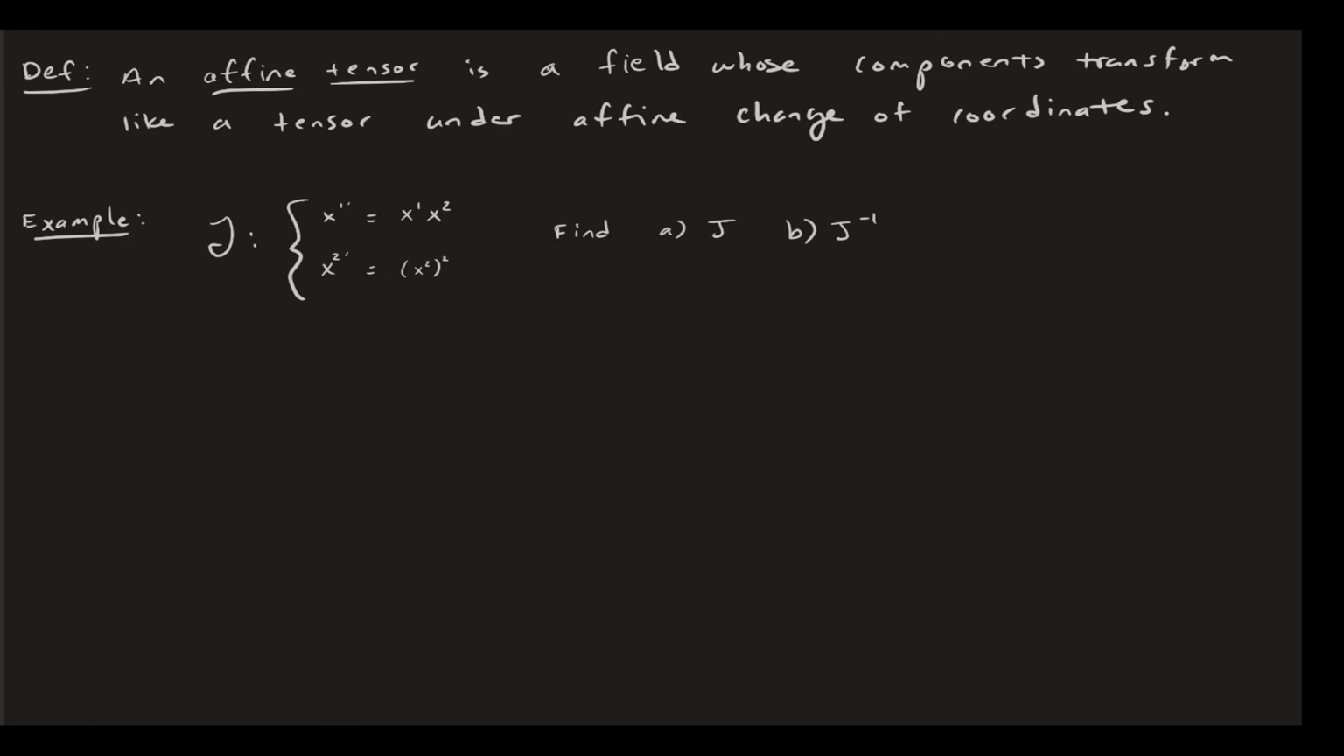So that would be the Jacobian, and the inverse is actually the Jacobian of the inverse transformation. So this is the Jacobian matrix of the inverse transformation. And we know that it will be the matrix inverse of the original Jacobian matrix. So solution. This is our change of coordinates.